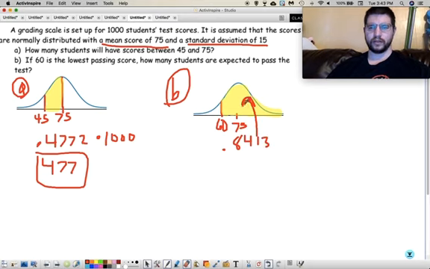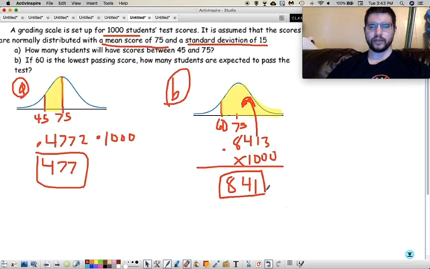That would be this area in here, and we want to know how many students. There are still 1,000 students. 841 are going to pass, the rest will fail. I'm just going to drop off that 0.3 because, well, we can't have 3/10 of a student.